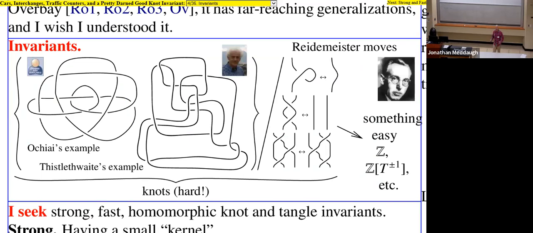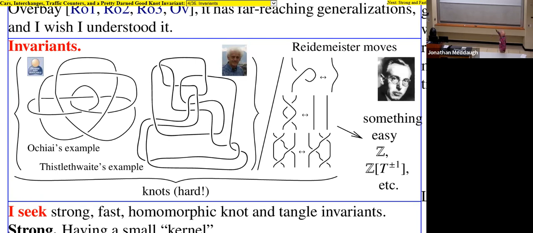So the abstract said something about knots and things like that. So let me remind you what knot invariants are. For the purpose of this talk, a knot is a picture like this. Here are two examples, one by Ochiai, another by Thistlethwaite. And these pictures are considered modulo so-called Reidemeister moves. There are three of them: Reidemeister 1, 2, and 3. And with a little bit of three-dimensional imagination, you can see what they mean.